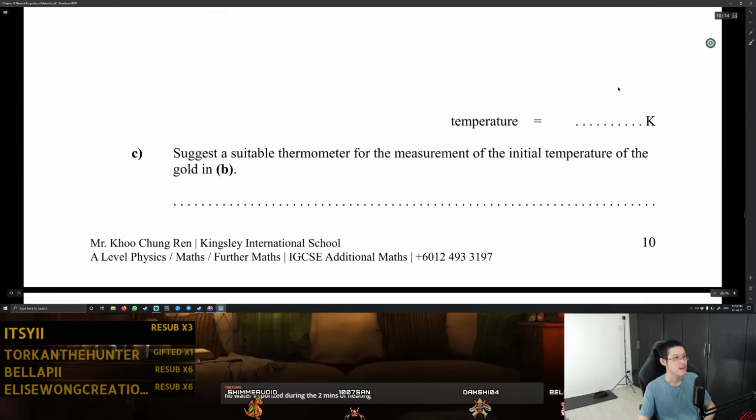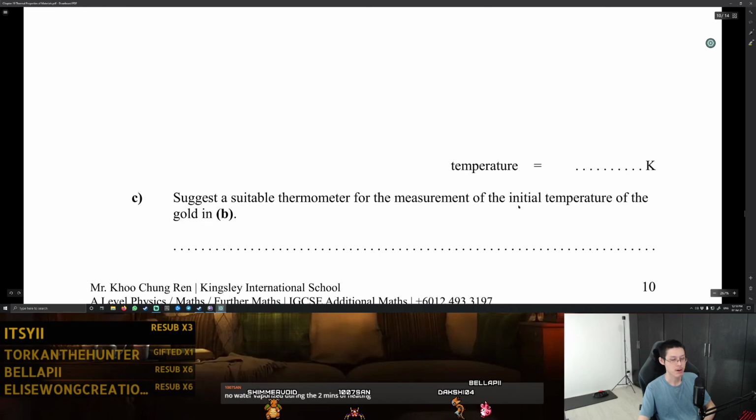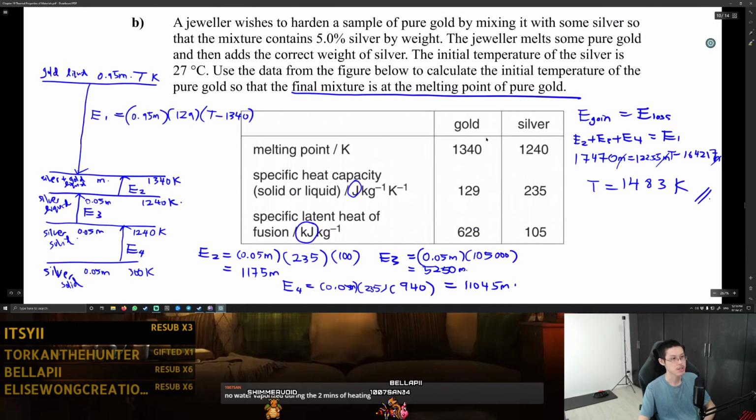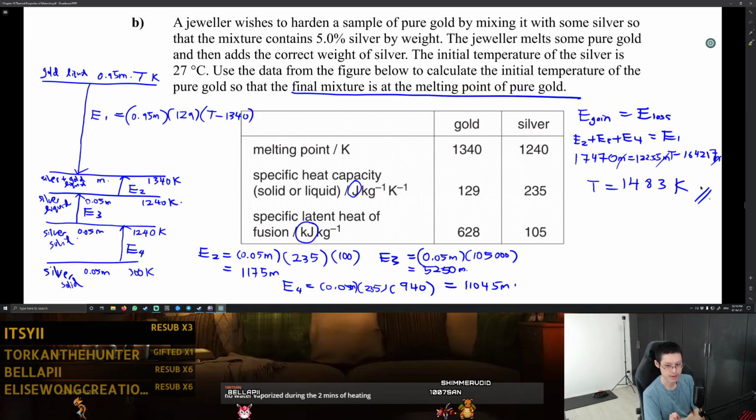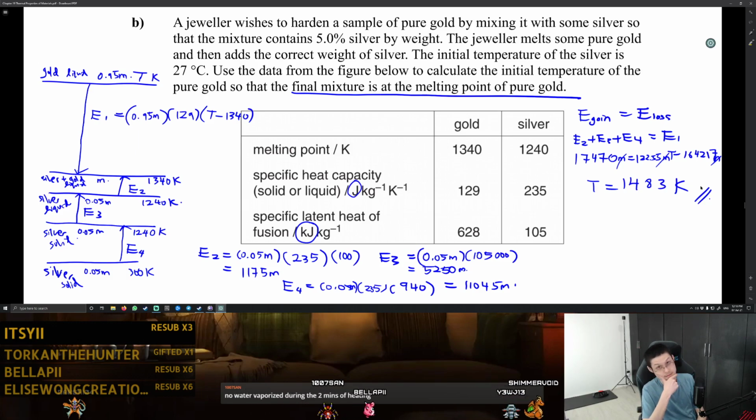Okay. Suggest a suitable thermometer for the measurement of the initial temperature of the gold. So which thermometer do you think you should use to measure 1483 kelvins? What's a suitable thermometer? So from the last chapter, we did 3 different thermometers, right? We did the mercury and glass thermometer, the one that you see in your chemistry labs. We have the thermocouple, and we have the thermistor. So among these 3, which one do you think we should use to measure 1483 kelvins?